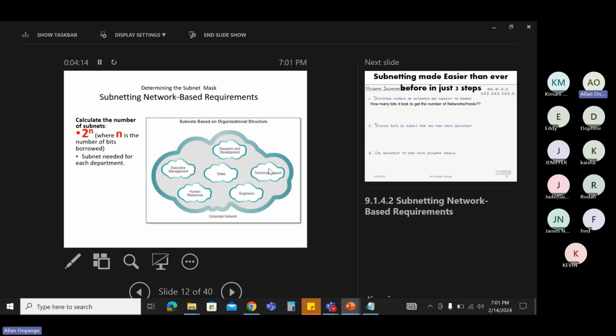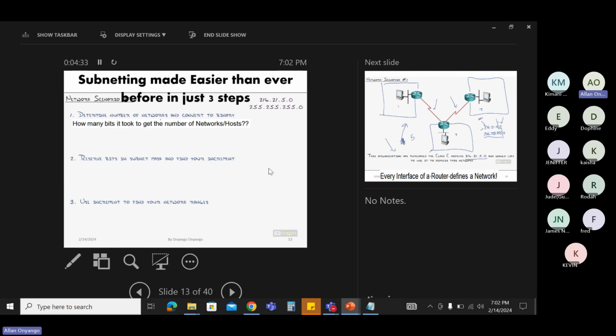Sawa? Good. The last formula, 2 power n. 2 power n is when you are calculating the number of subnets or networks, where the n is the number of bits borrowed. 2 power n, n will be the number of bits borrowed. Are we together up to there? But don't worry, I'm going to repeat all that. Right now, we are just going to start straight away.